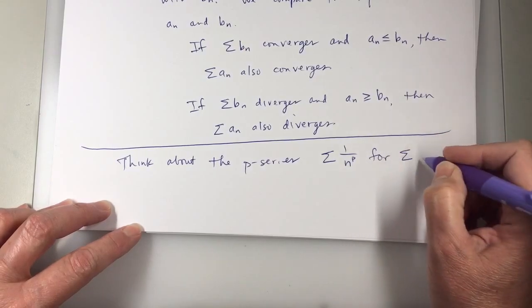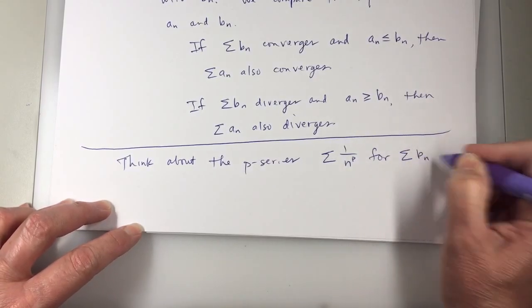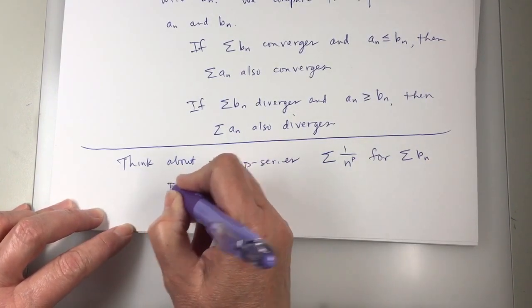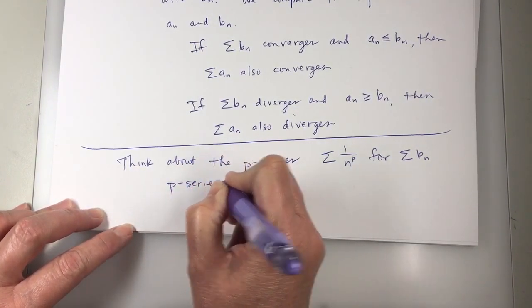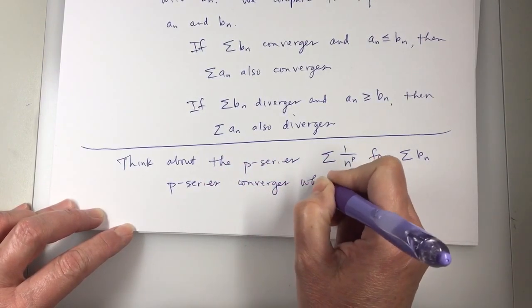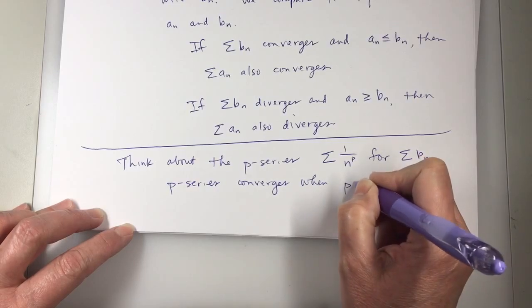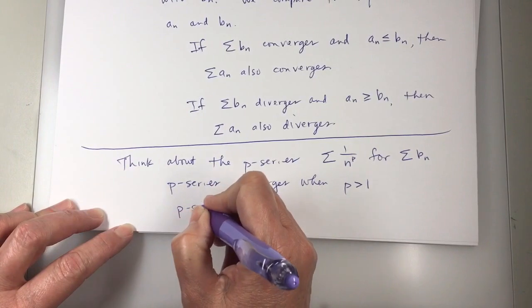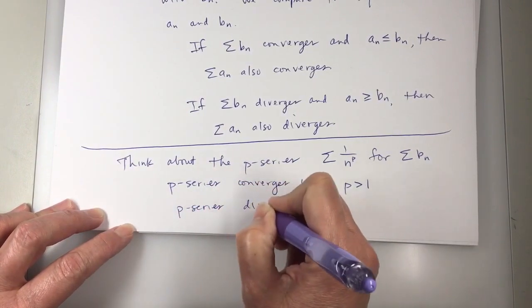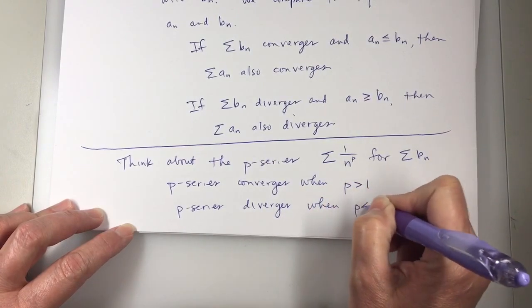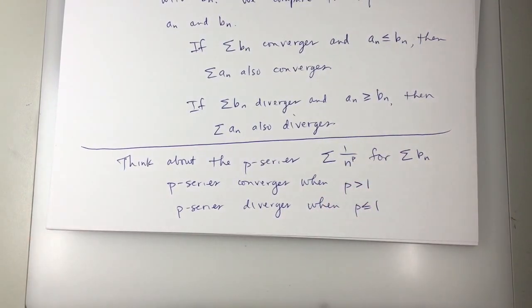Here, think about the p series for series B sub n. P series converges when what? P is greater than 1. And P series diverges, there it is, when P is less than or equal to 1. So that's a big player in the comparison test.